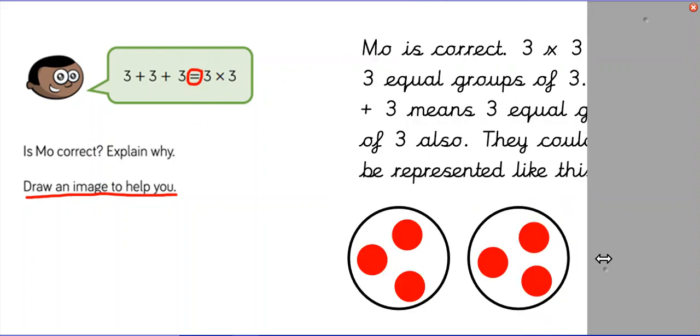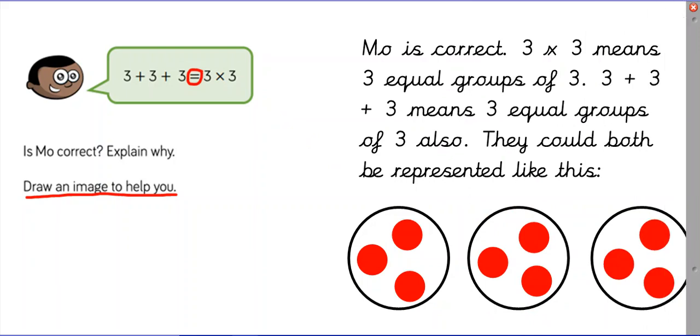Okay then, so Mo is correct. 3 times 3 means 3 equal groups of 3. 3 add 3 add 3 also means 3 equal groups of 3. So they could both be represented like this. I've got 1, 2, 3 groups with 1, 2, 3, 1, 2, 3, 1, 2, 3 with 3 in each group. So he is correct because 3 add 3 add 3 is the same as 3 times 3.